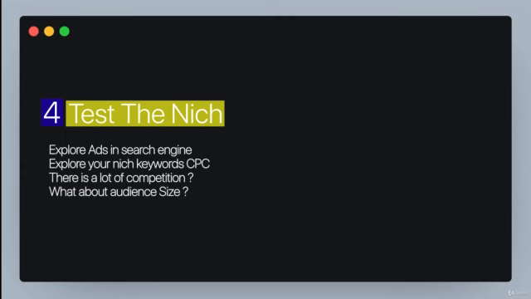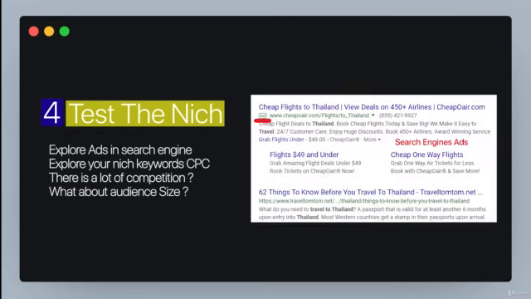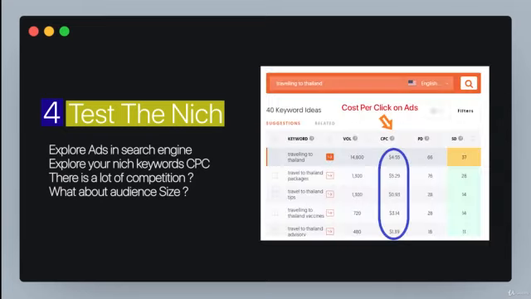Ads in search engine results and click price, CPC. If you search for any keyword or question specific to the niche you choose, do you find ads in the search engine results? As you research, do you search for keywords using a tool such as Ubersuggest? I will put more tools later in the description. Do you find click prices as shown in the picture? Are there competitors in the search results?